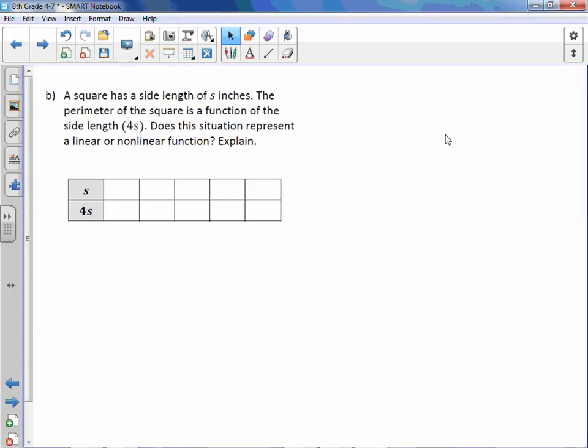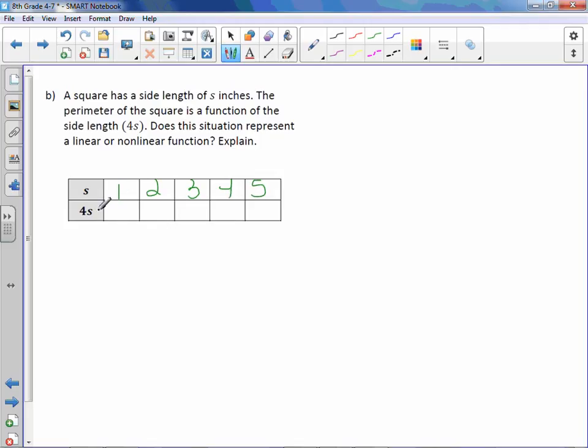A square has a side length of s inches. The perimeter is a function of the side length s. Does the situation represent a linear or nonlinear function? Explain. So again, I'm going to pick side lengths of 1, 2, 3, 4, and 5. But this time, to find the perimeter of a square, you multiply the side length by 4.